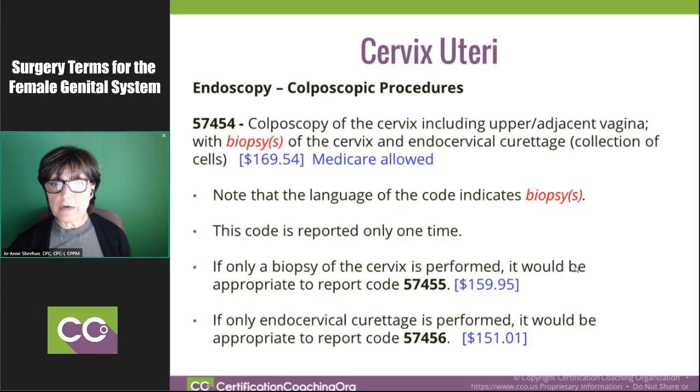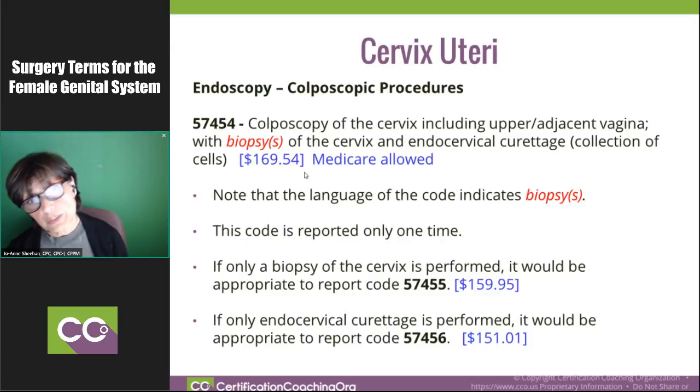Now, if only a biopsy of the cervix is performed, it would be appropriate to report code 57455, and that reimbursement is $159.95. And then if only the endocervical curettage is performed, it would be appropriate to report 57456, and this was less money, it's $151.01. So this one, as you see, is including the upper and adjacent vagina with one or more biopsies of the cervix, as well as the endocervical curettage, which is the collection of the cells. So this one you get more money for. It combines, whereas if it's broken up and only one of these is done, you would code for that.